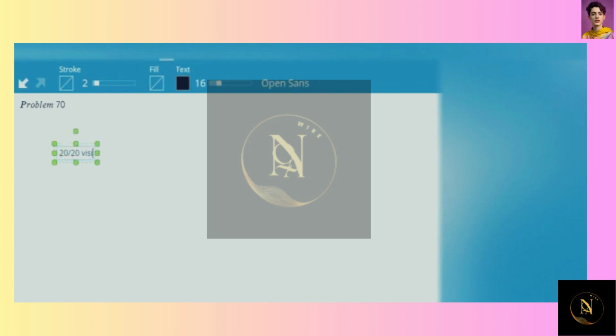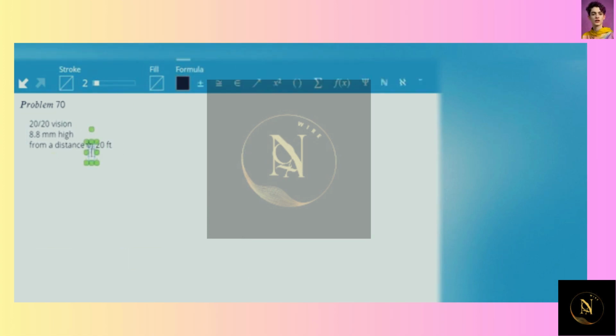20/20 vision allows a person to see letters that are 8.8 millimeters high from a distance of 20 feet. Okay, so this is one example that's given. And let's go ahead and see what this means for 20/40 vision.